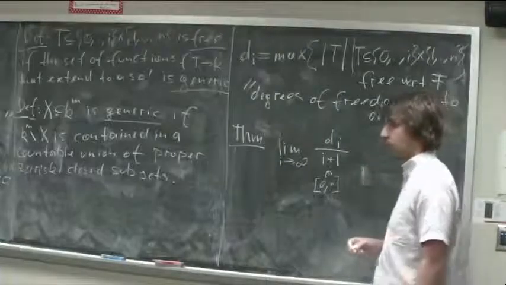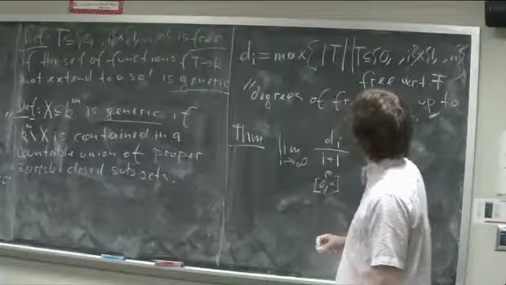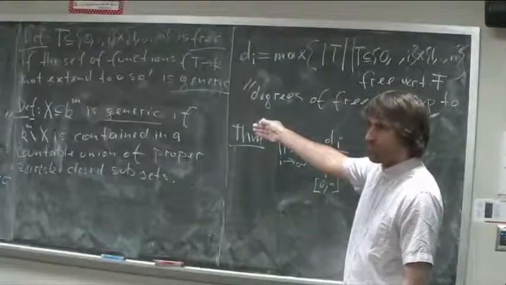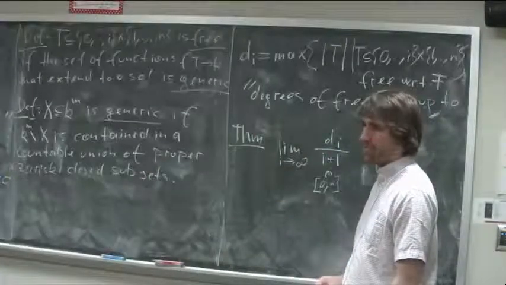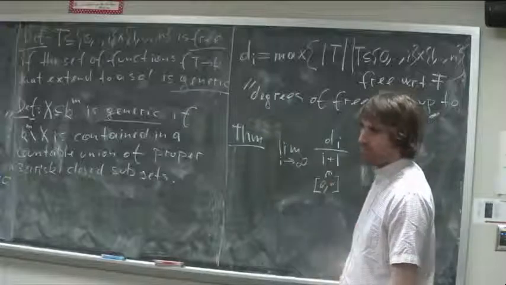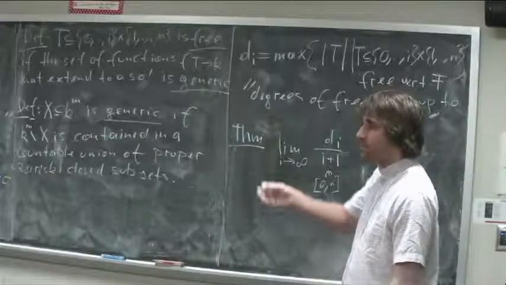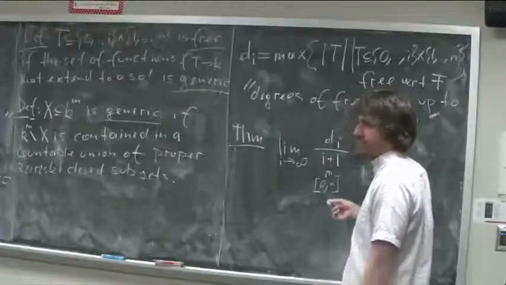So is d_i a polynomial in i? No, not in general. That's one of the key points. Not even for big i. Yeah, that's a very good point, because that would be like the dimension in the simple polynomial examples. I'll get to the example.